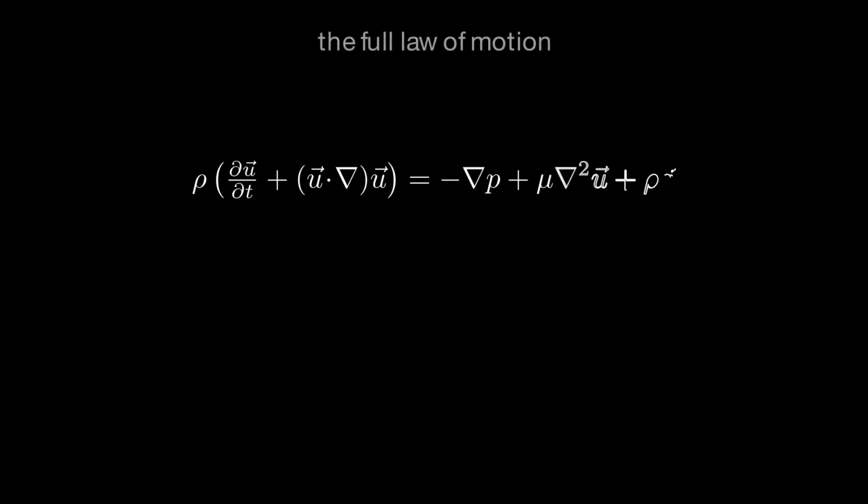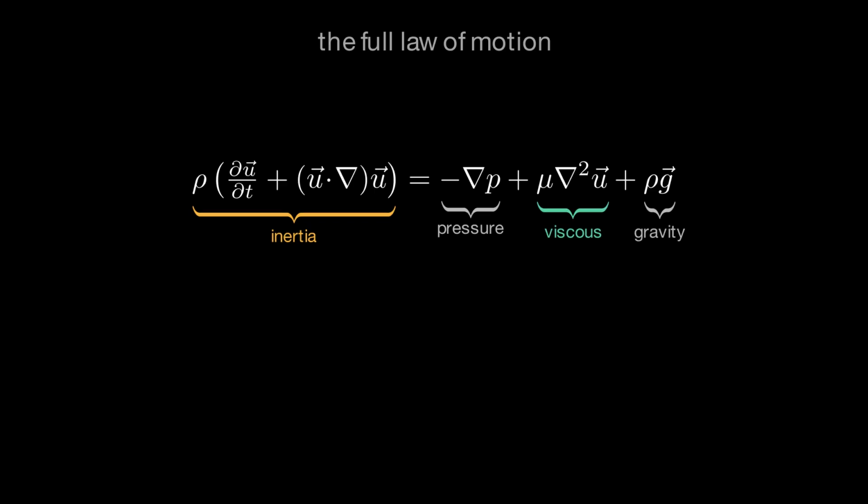This is the equation we built over the last few videos. On the left, mass times acceleration. On the right, the forces that push the fluid around. Let's label each piece just to recap. The whole left side is inertia. On the right, the pressure push, the viscous friction, and gravity. Today, only two of these decide the flow.